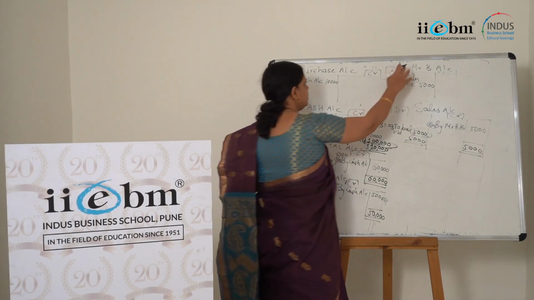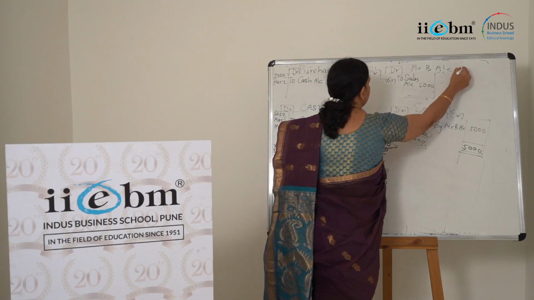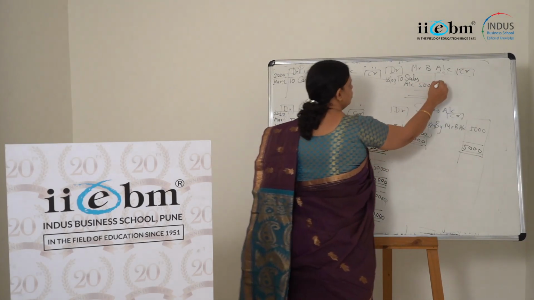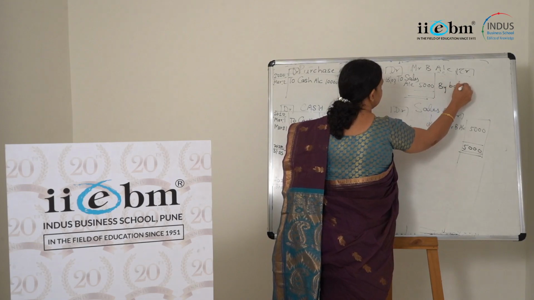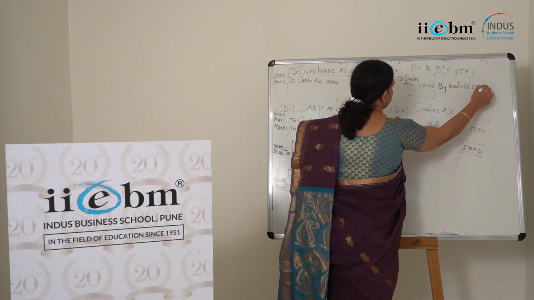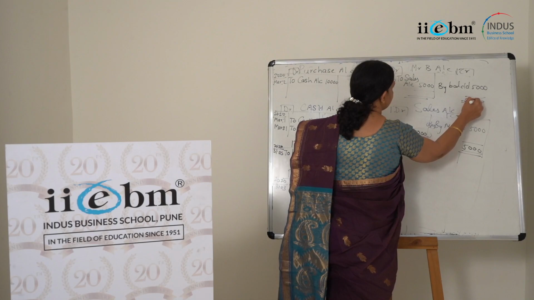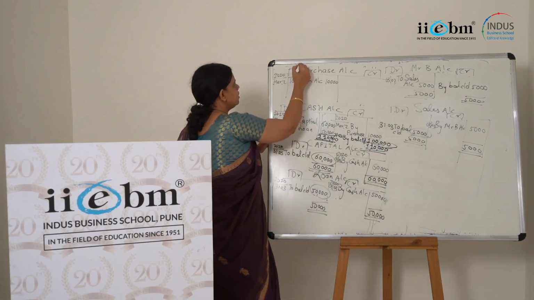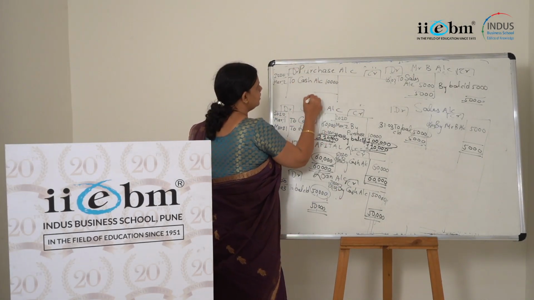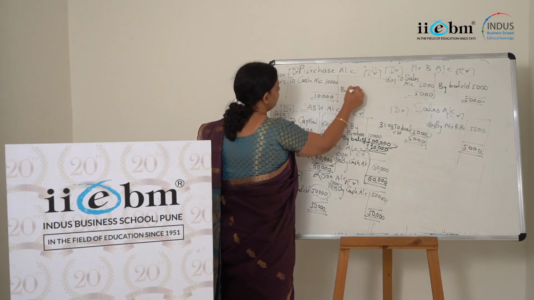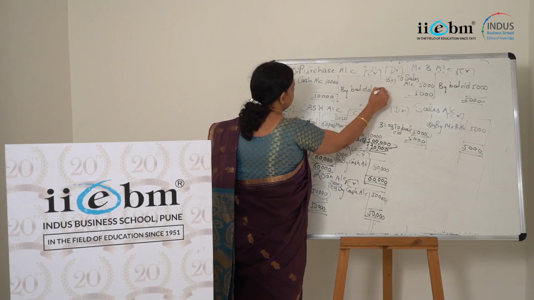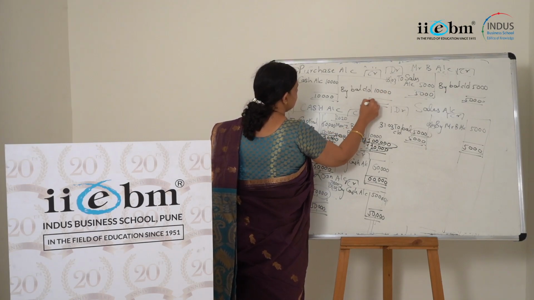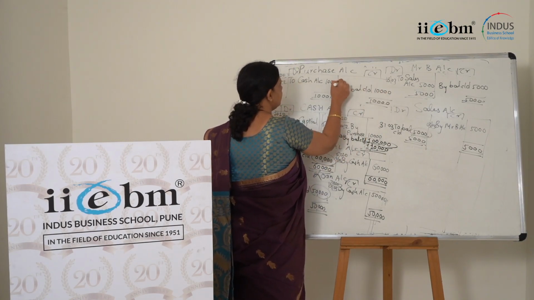To balance carried down, what is the amount? 5,000. Mr. B's account, if I close, nothing on the credit side. So by balance carried down 5,000. So this 5,000 and 5,000 is matching, right? Now purchase account, if I close, there is nothing on the credit side. So debit side total is 10,000. Here I'll write down by balance carried down 10,000. I'll match debit and credit. This is happening on 31st of March, right?